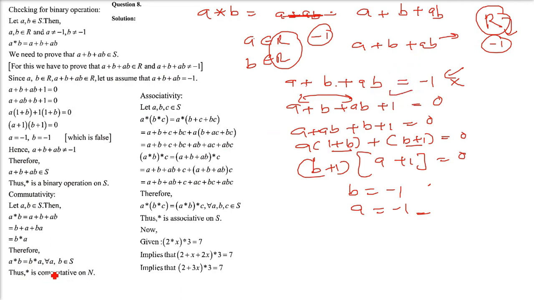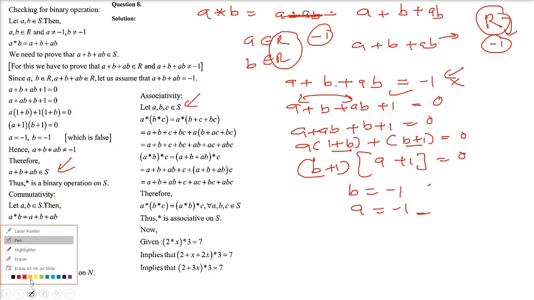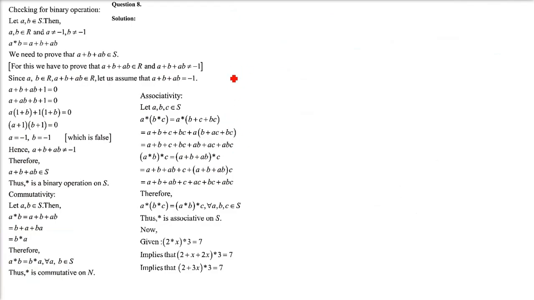Now the second part is commutation and association. But let me just tell you that we have already done this question, so we will just skip this commutative and associative part. But there is one more thing which is being asked on the equation. We'll do that: 2 star x star 3 is equal to 7. So this we have to do.